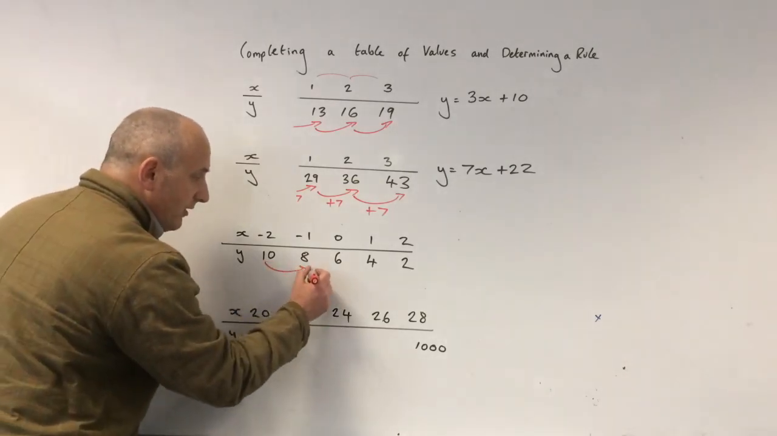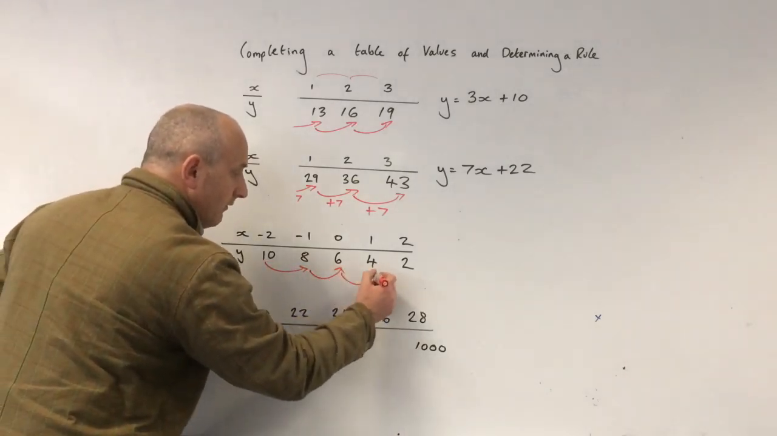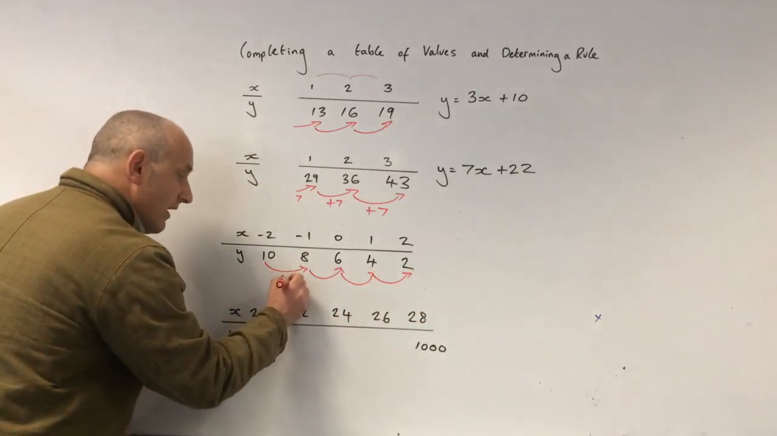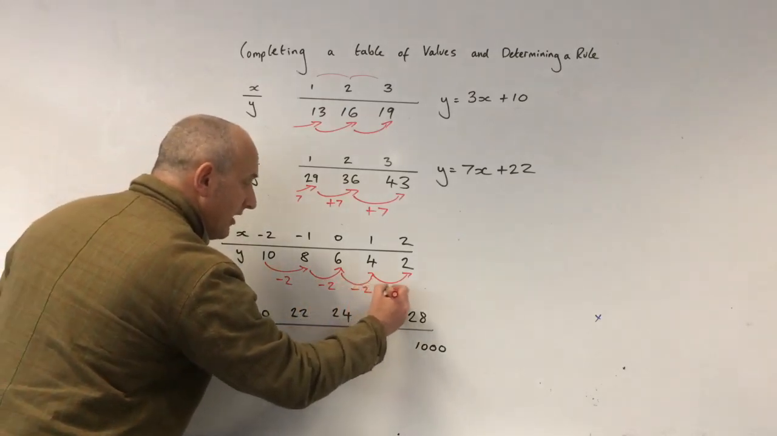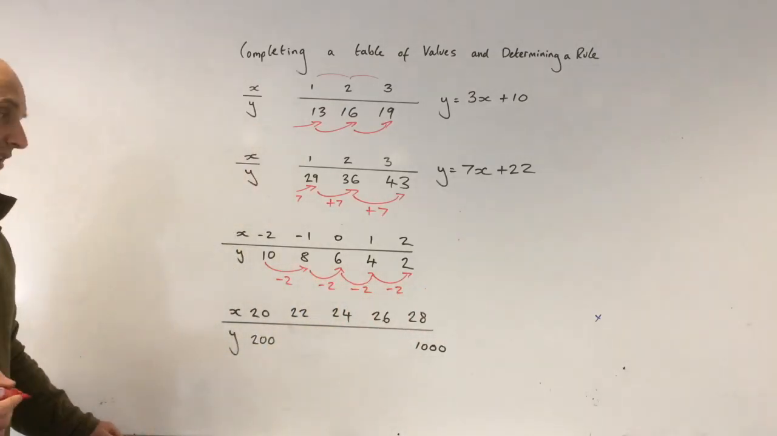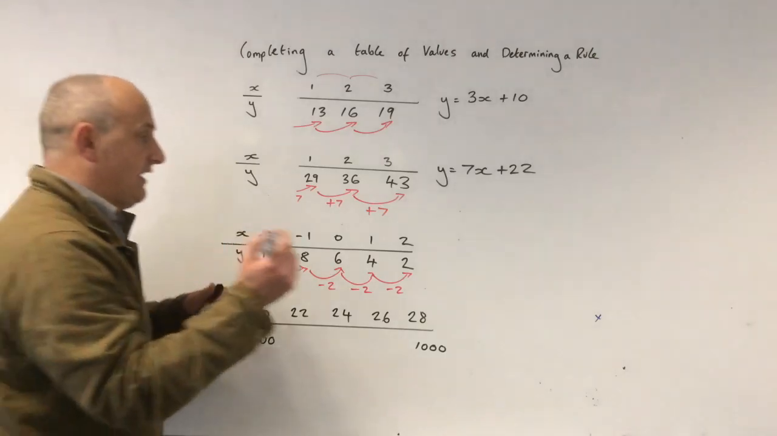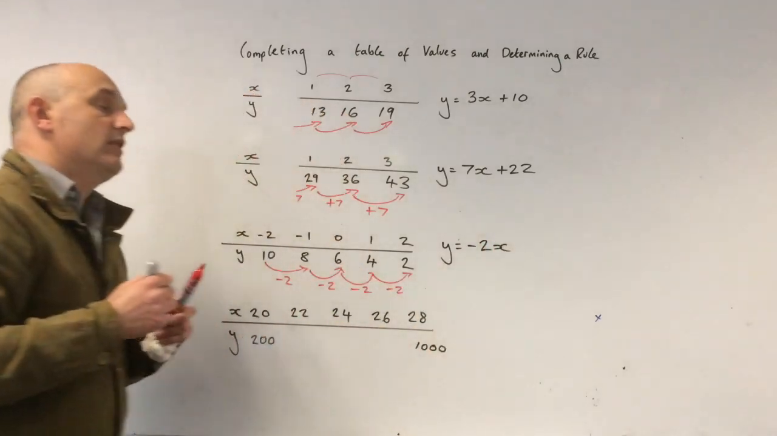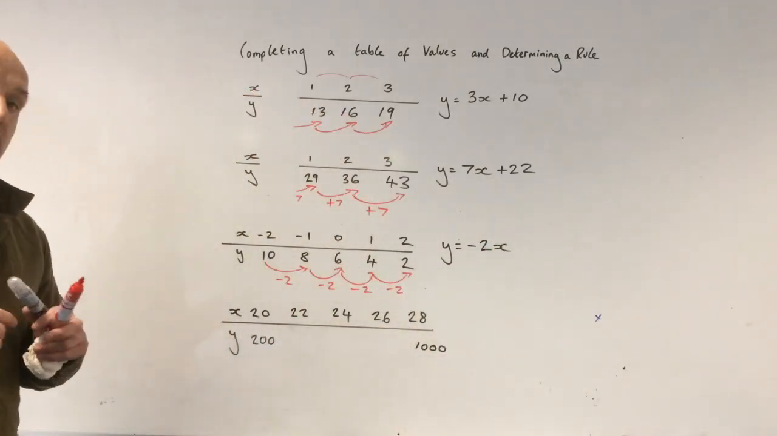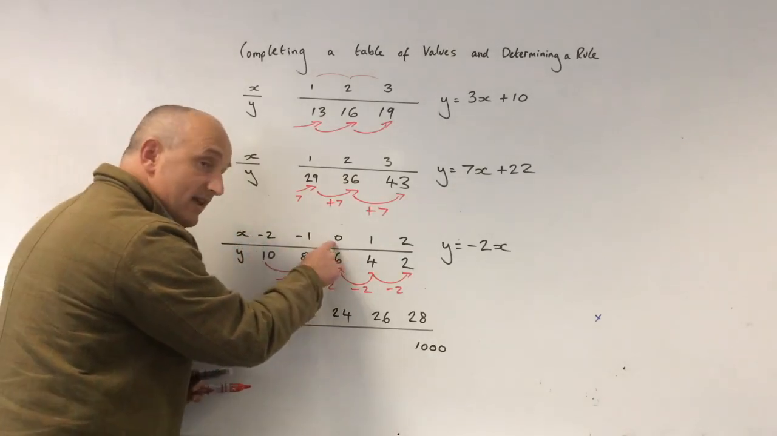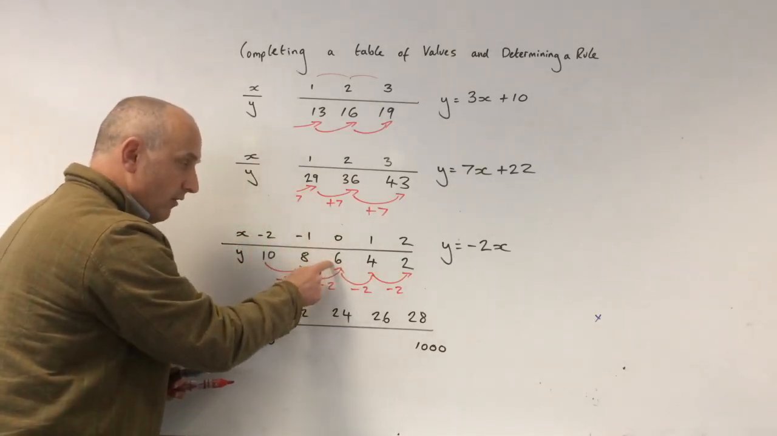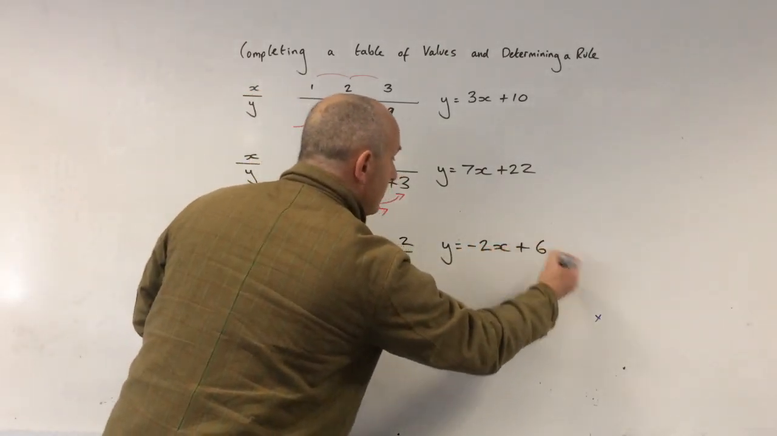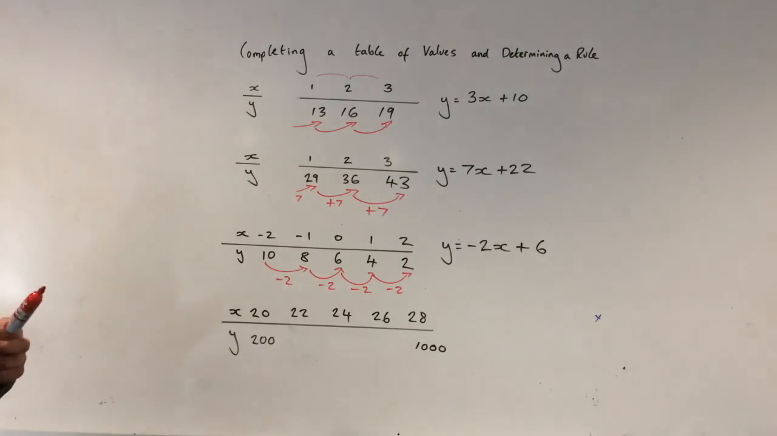Let's have a look at this one here. What's this one doing each time? Can you see that we're subtracting 2 each time, aren't we? We're subtracting 2. So now I'm going to say that this is y equals negative 2x. There's the 0. Plus 6. y equals negative 2x plus 6.